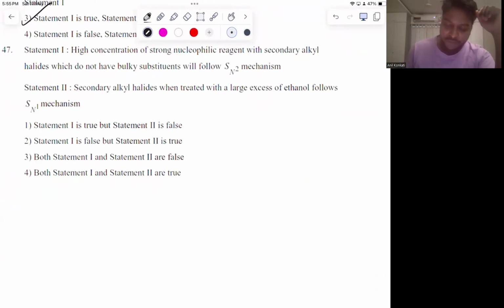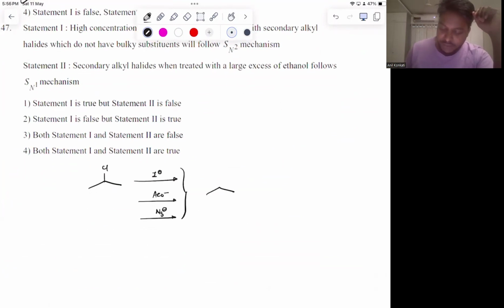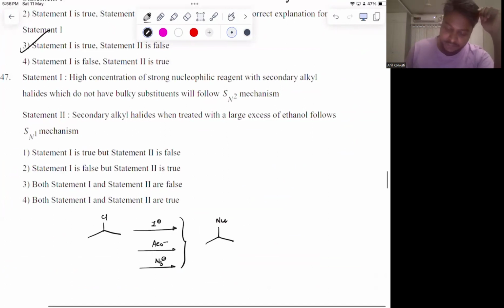High concentration of nucleophile on the secondary alkyl chloride: if I increase the I minus concentration, or AcO minus, or N3 minus concentration, these are all very good, strong nucleophiles. So that will convert into this nucleophile. So the first statement is correct.